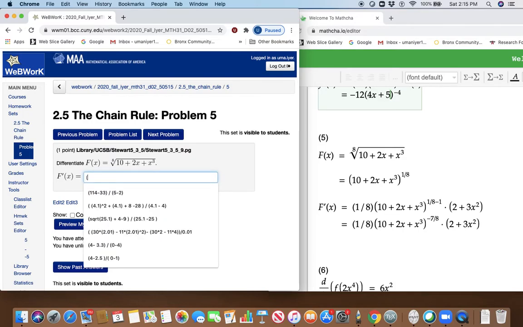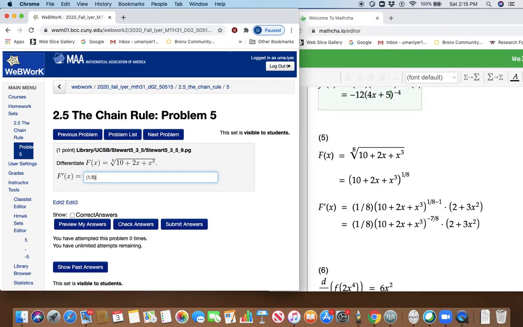Write carefully. 1 over 8 times (10 plus 2x plus x power 3). That's the object inside. I'm going to take the power of something that takes more than one character, so write parenthesis, negative 7 over 8. After all that, I'm going to multiply by (2 plus 3x squared).